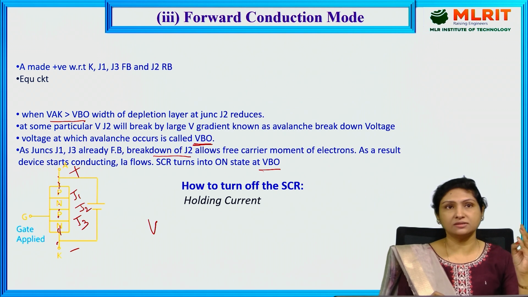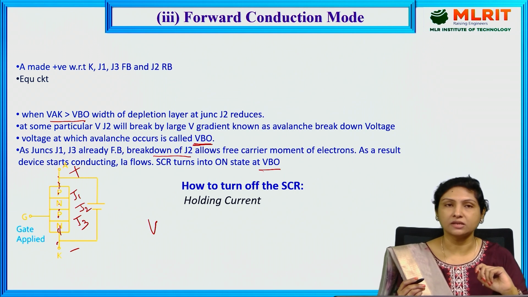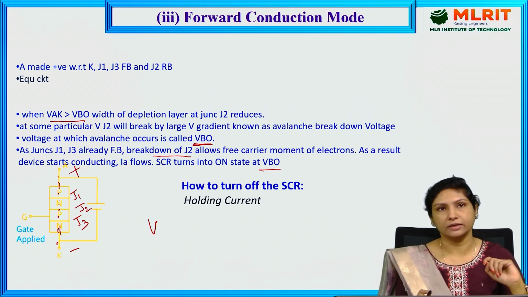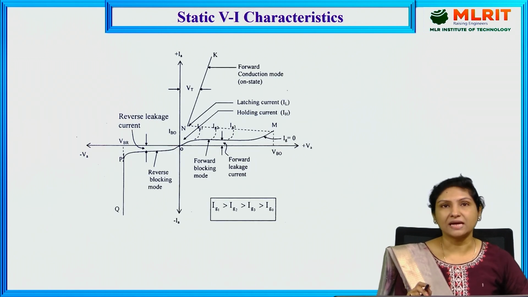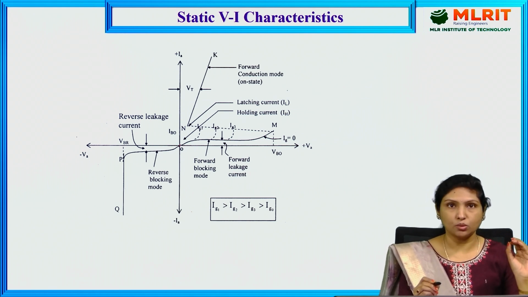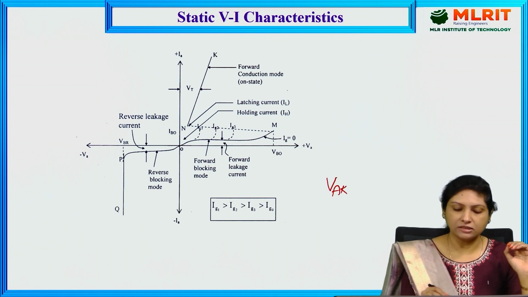Now, junctions J1, J2, J3, all three are forward biased, and it is allowing the current flow through the device, and the device has come into the on state. Fine. How to bring this device into the off state? By reducing the current below that of the holding current, we can bring the device into the off state. These are the static VI characteristics of an SCR. If you see, when forward anode to cathode voltage is applied, what happens?